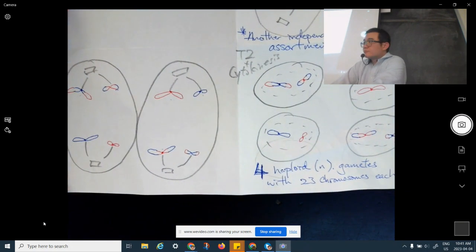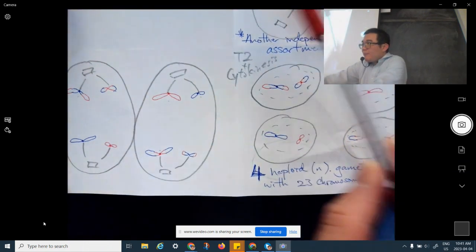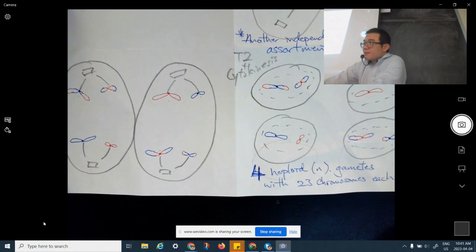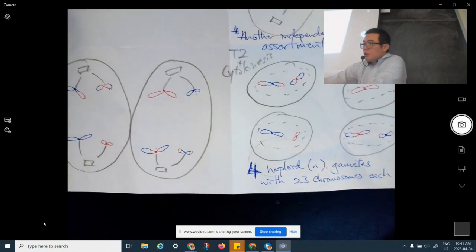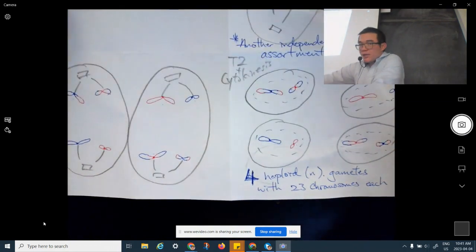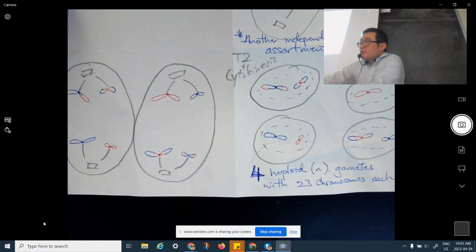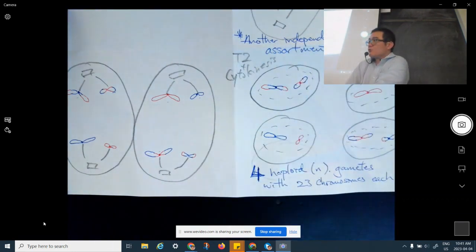Yes. Can you repeat what you said for metaphase 2? So in metaphase 2, they're all lined up along the middle of the cell, the equator of the cell. The orientation is completely random. So in this case, it's almost like shuffling the deck a third time. Okay, so another independent assortment due to random orientation.